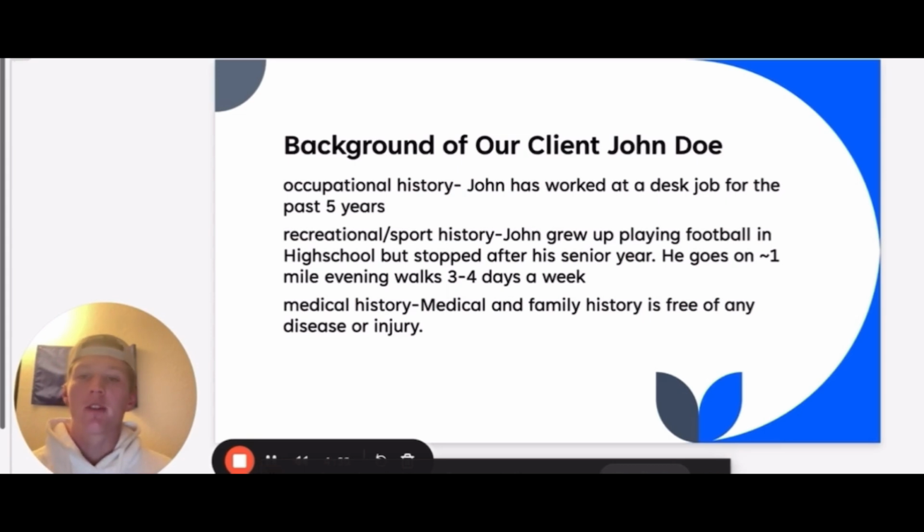He does have some recreational sports history. He grew up playing football in high school, but stopped after his senior year. To get some steps in, he does go on 1 mile evening walks 3 to 4 days a week. We asked John about his medical history within his family, and we found his family is free of any disease or injury.